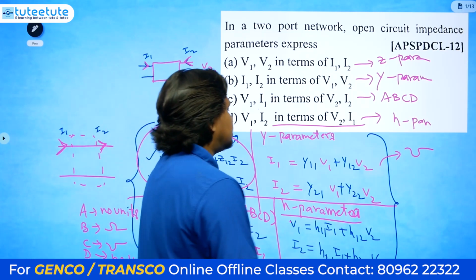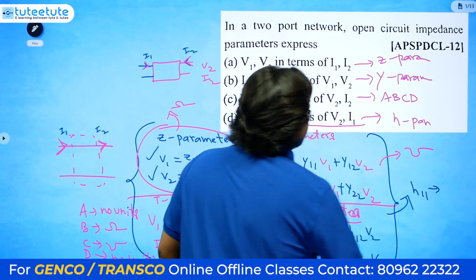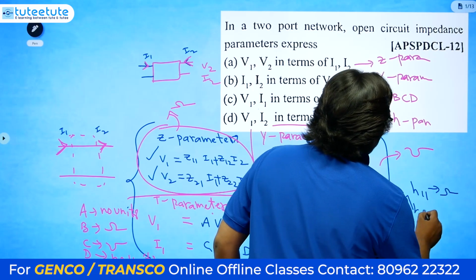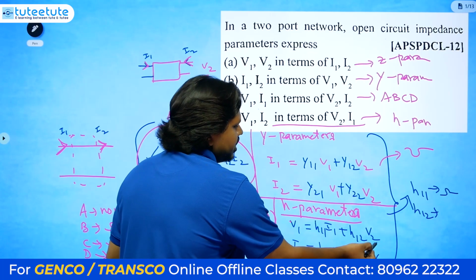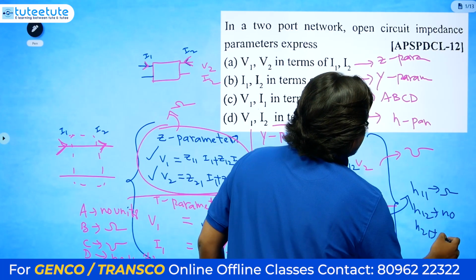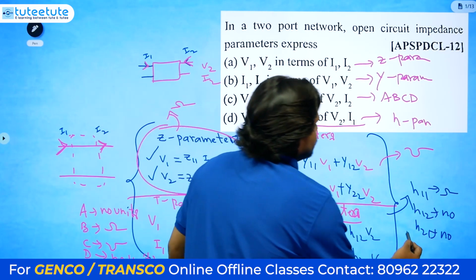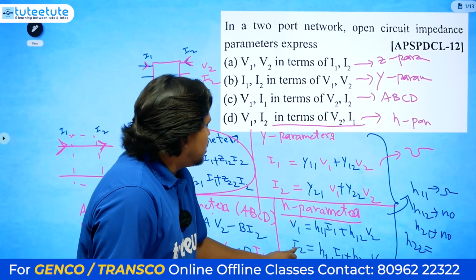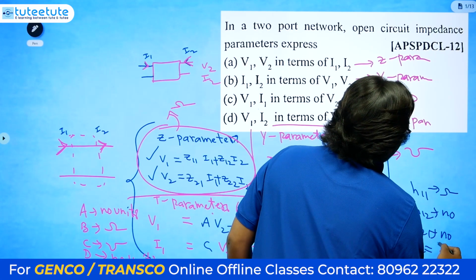Similarly for the H parameters, tell me the units. H11 is in terms of ohms. H12 has no units, since it is voltage divided by voltage. H21, what are the units? No units, current divided by current. H22, what are the units? Just observe: H22 is current divided by voltage, which means it will be mho.